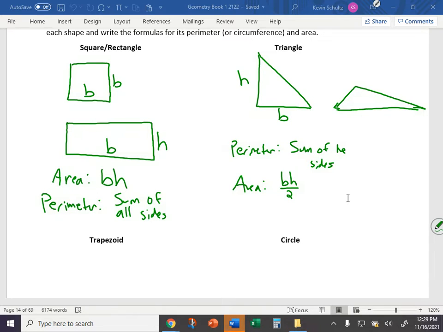So the base here is still that horizontal side, but what would the height of this triangle be? It's from the point at the top, then straight down to the base. Right. The height of a triangle is never actually the diagonal side. The height of a triangle will always be a vertical line connecting that top point to the base. In a right triangle like we have here, this is the height because that is the top point connecting down to the base.